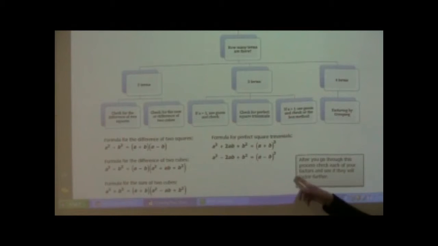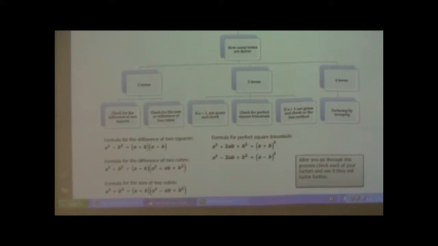Now, down here in the box, you're going to see a little hint. It says after you go through this process, check each of your factors and see if they will factor further. So now that you have factored, you have to check your factors. If you still have a factor that has an x squared or an x to the third, this may go further. You need to check that.